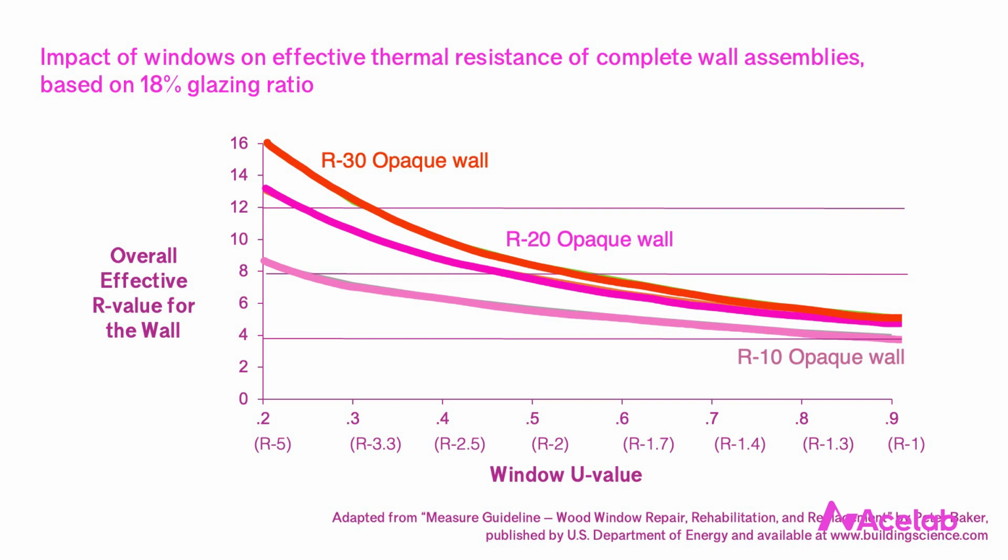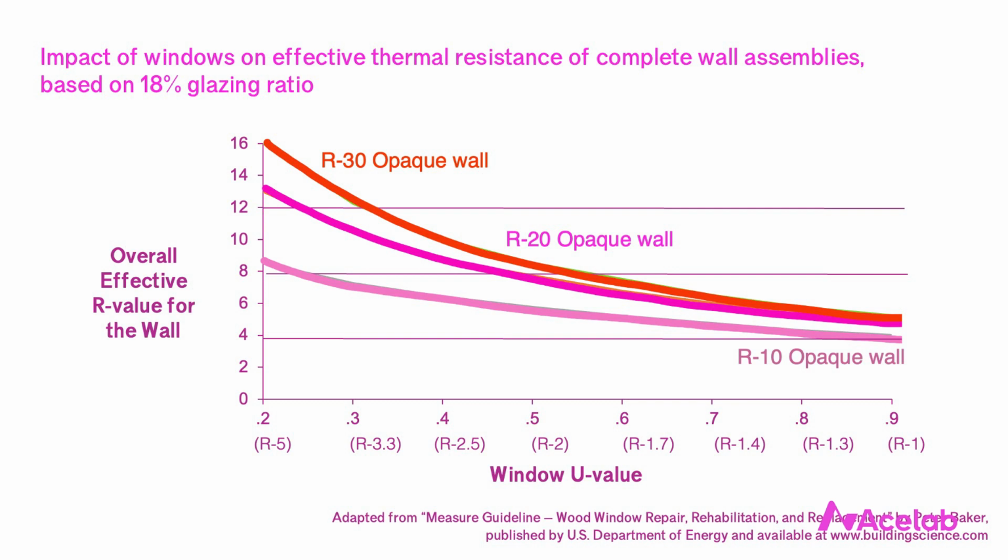What you'll notice is that at the right side of the graph, where the windows aren't very good, there's very little difference in the overall performance of the three different walls. So if you have crappy windows, whatever you do with the rest of the wall doesn't matter all that much. But as you move left and improve the glass, you'll notice that the difference in the walls becomes much more pronounced. An R30 wall performs much better than an R10 wall when the glass is better.